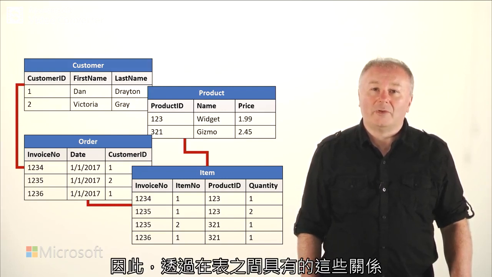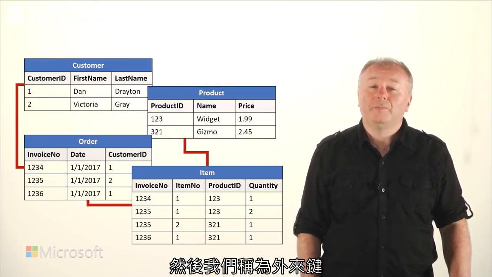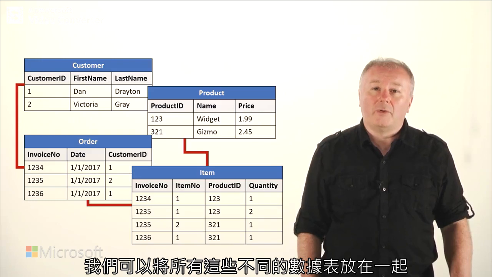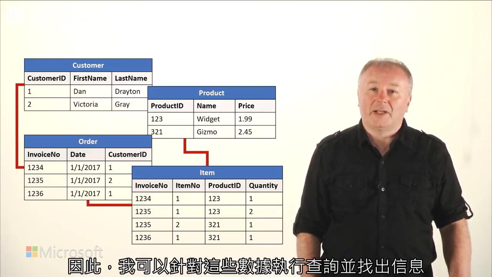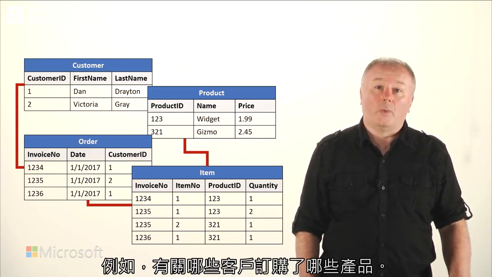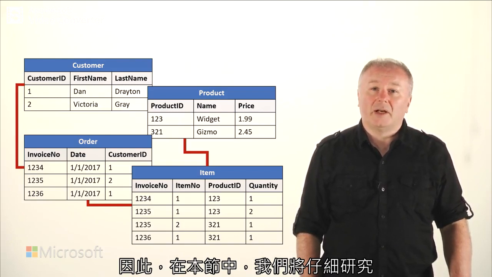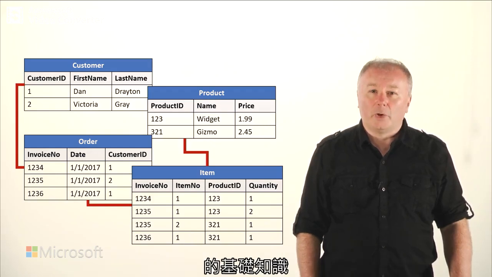So by having these relationships between the tables, by having keys, which we call primary keys, that uniquely identify rows within the table, and then what we call foreign keys in tables that are related to those primary keys, we're able to put together all of these different tables of data and relate them together so that I can run queries against this data and find out information about which customers ordered which products, for example. So in this lesson, we'll take a closer look at working with relational databases and just get an idea of the basics of how we go about creating and querying these tables.